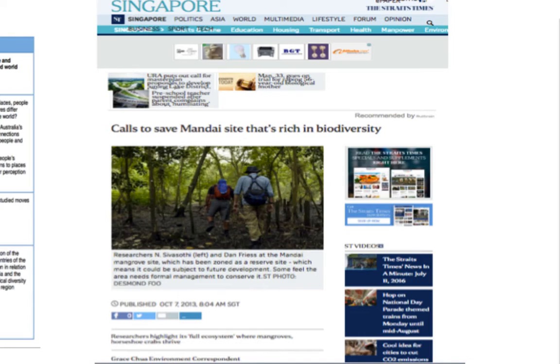In order to highlight the idea of looking at another region, I will be focusing on Singapore. And here I have chosen as stimulus material essentially a newspaper article that talks about this location in the eastern side of Singapore, which is called Mandai Mudflats. And the headline talks about calls to save Mandai site that is rich in biodiversity.